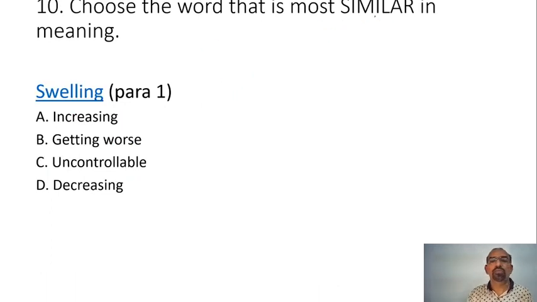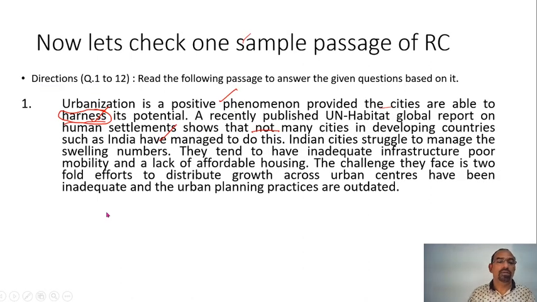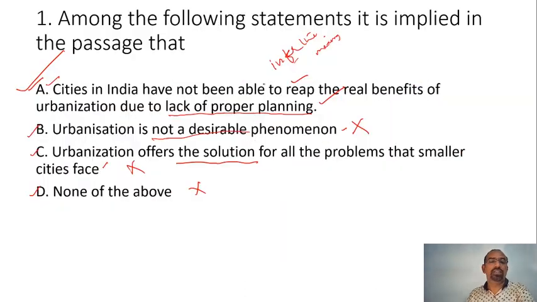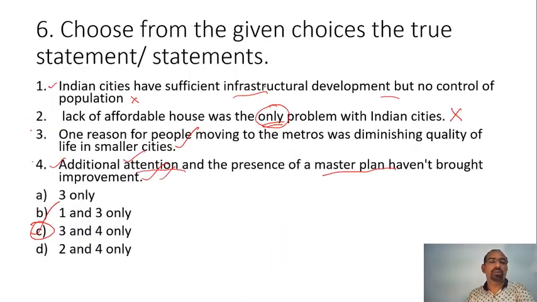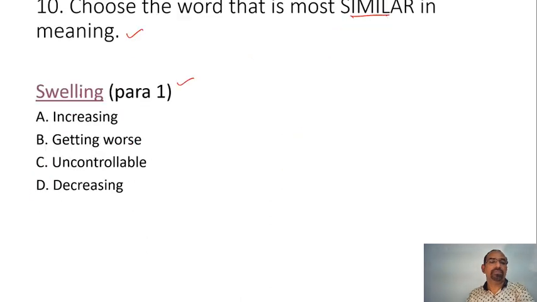Choose the word that is most similar in meaning. That is swelling, paragraph 1. Again go to paragraph 1. Look at the word here, swelling. Indian cities struggle to manage the swelling numbers. Swelling means increasing numbers. Let us check the words in the given options there. Swelling means increasing, not getting worse, uncontrollable or decreasing. This is the answer A.